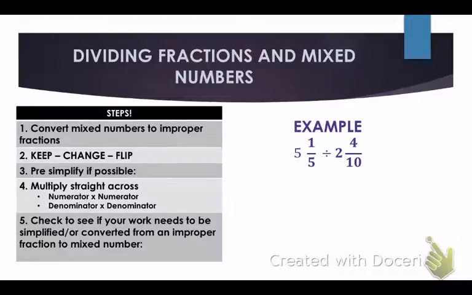So we're going to go ahead and we're going to get started with this first example. And there's not a whole lot of room, so I'm going to pull it to the side. Okay, so let's go over here. First thing that you need to do, you need to convert any mixed number to an improper fraction. So that's going to be 26 over 5.